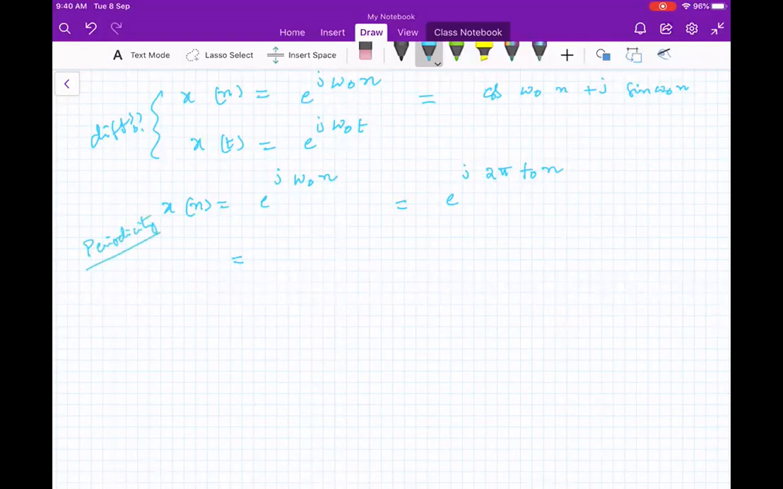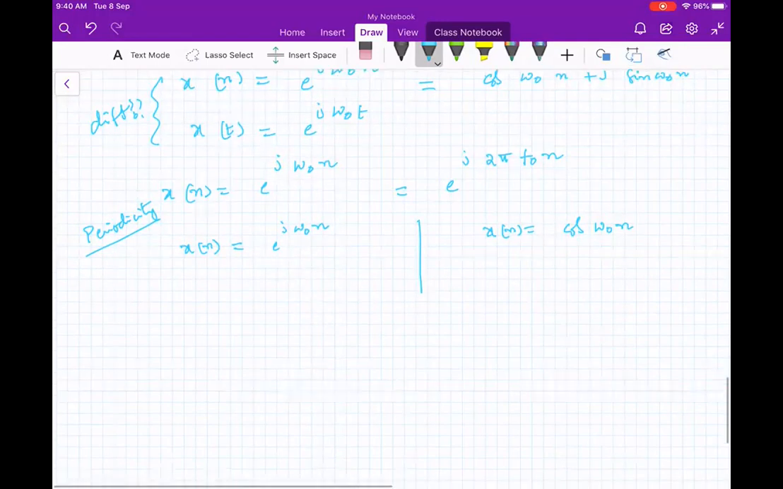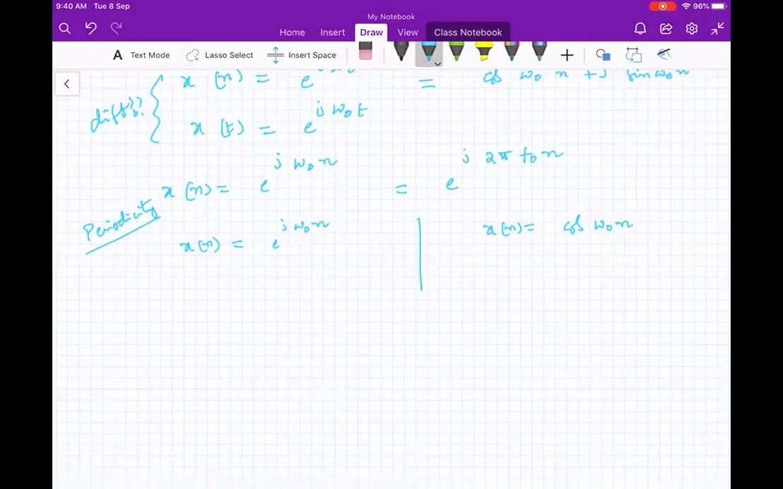Is this signal periodic, or how to tell whether this signal is periodic or not? So you consider this on one side. You can consider x of n equal to, for ease of understanding, cos omega naught n. You just take the real part. That is on another side. So is this signal periodic or not? I want to tell. How do I tell? Now you should be able to answer.